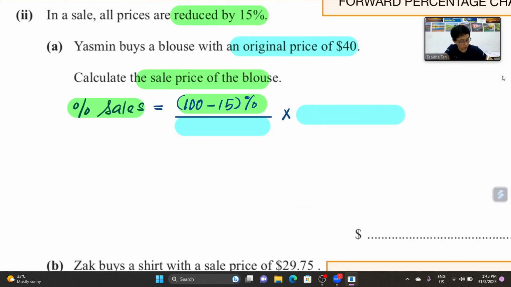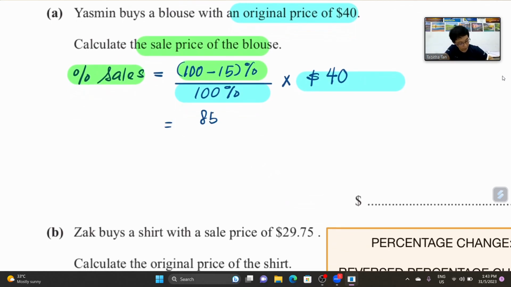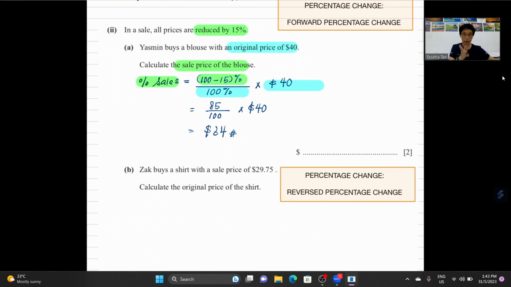The original percentage will be what? Yes, you got that right, 100. And then this is going to be the original price. Okay, so let's go. So this is going to be 85 over 100 times 40, and that gives us $34. So that is the reduced price, and you notice that it's definitely going to be cheaper or lesser than 40. Okay, that attracts more customers. And Yasmin is smart to buy a cheaper version.